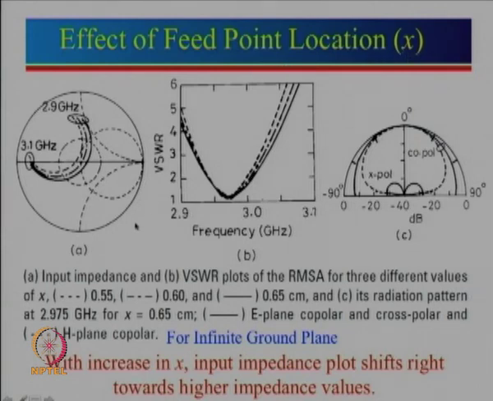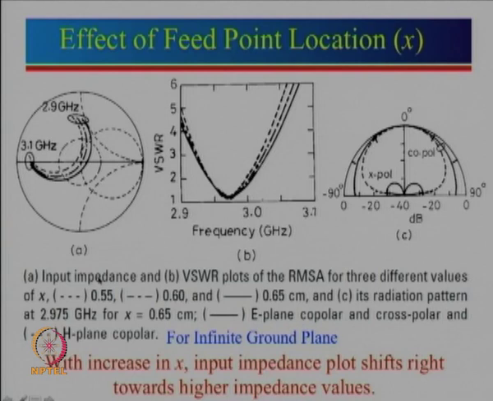So, what we have done, kept the L, W constant, epsilon r, h are also constant. All we are doing is changing the value of x, and we have taken x as 0.55, 0.6 and 0.65. Okay. These are the three values, and we can actually see the plot for x equal to 0.55. This is the impedance plot, and then this is for 0.6 and this is for 0.65.